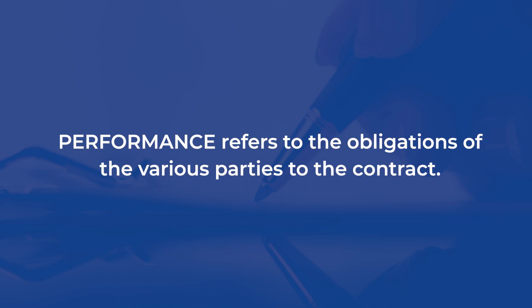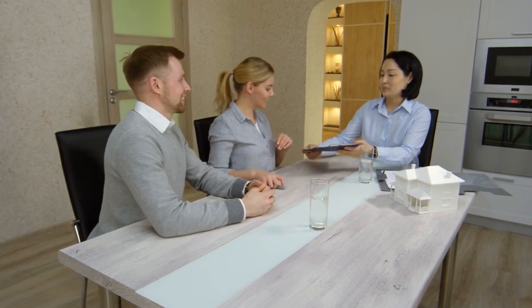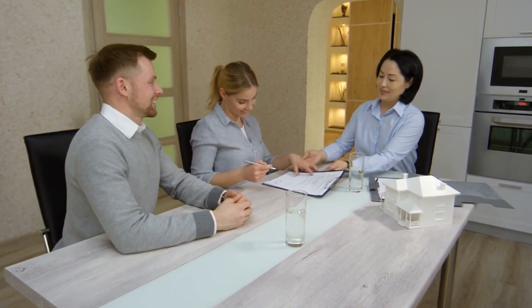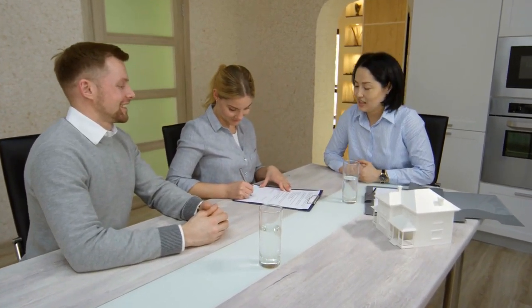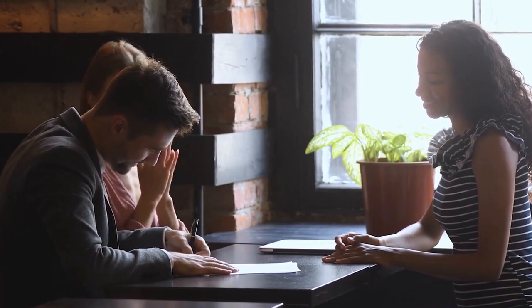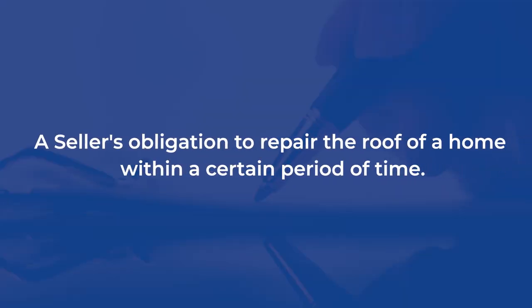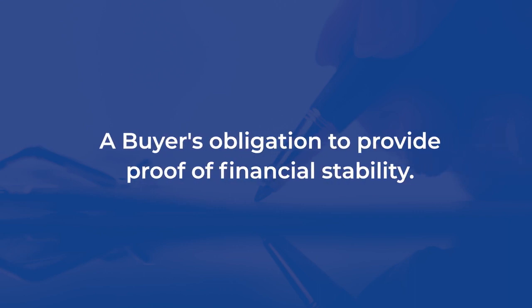Performance refers to the obligations of the various parties to the contract. In a real estate contract, the seller performs when title of the property is transferred to the buyer. The buyer performs when they transfer money to the seller. However, performance can relate to any contingencies or clauses which the parties choose to include. This might refer to things like a seller's obligation to repair the roof of a home within a certain period of time, or a buyer's obligation to provide proof of financial stability.